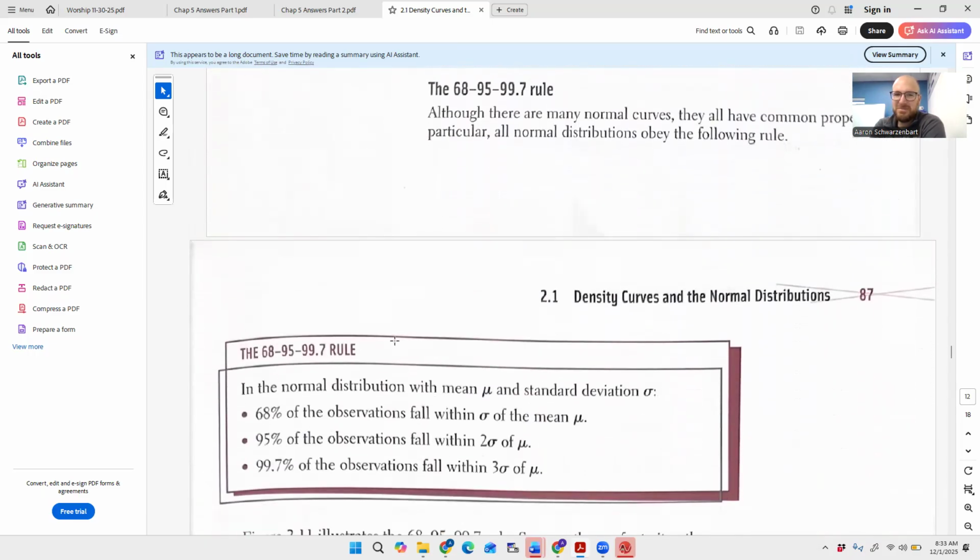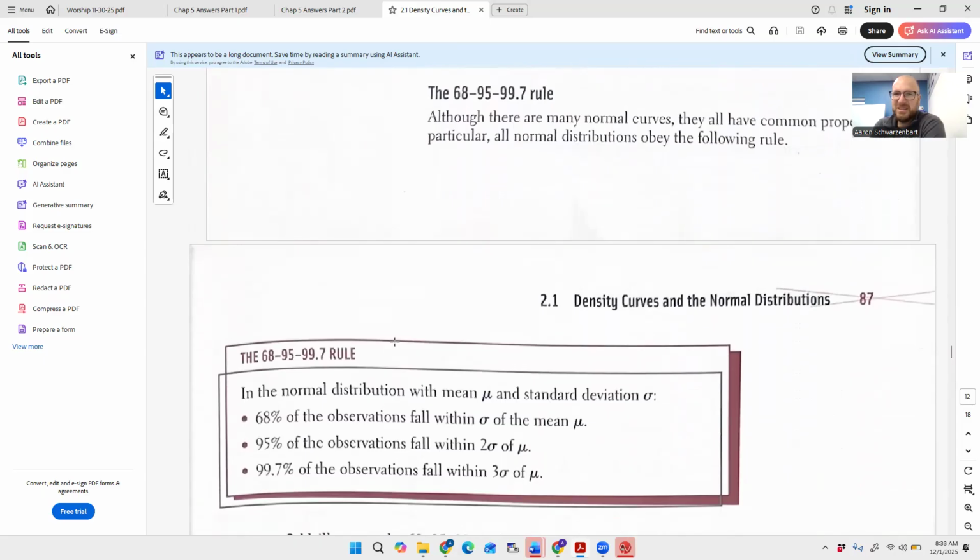Now, the 68, 95, 99.7 rule used to sometimes be called the empirical rule. This says 68% of the data, or my observations, falls within one standard deviation. So I'm going to draw a normal curve and show you what this means. So here in the middle, we have our mean.